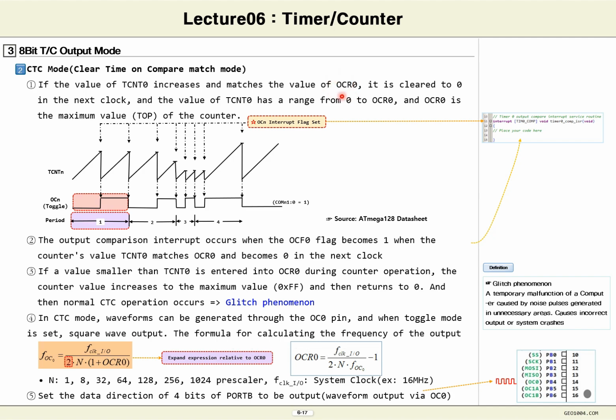The value of TCNT0 is cleared to 0 at the very next clock. And then the value of TCNT0 can be from 0 to 255. OCR0 can have the count value of the top value as the maximum value. Look at the diagram below.